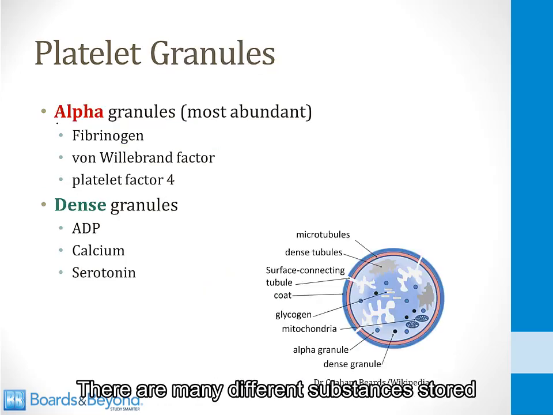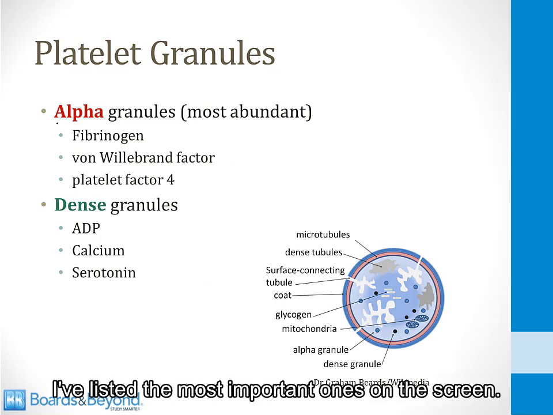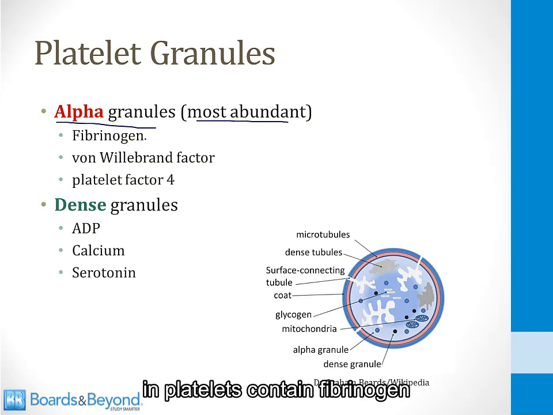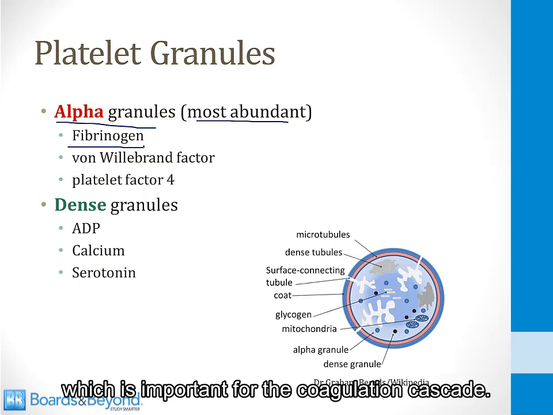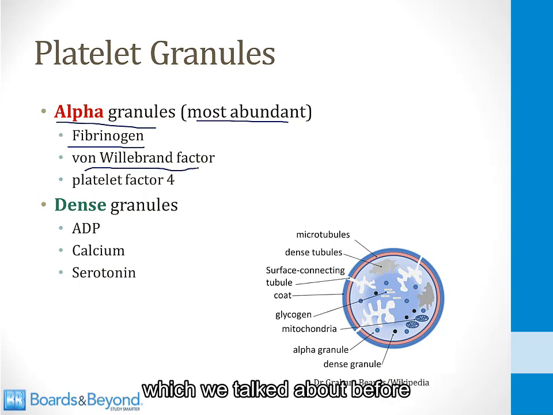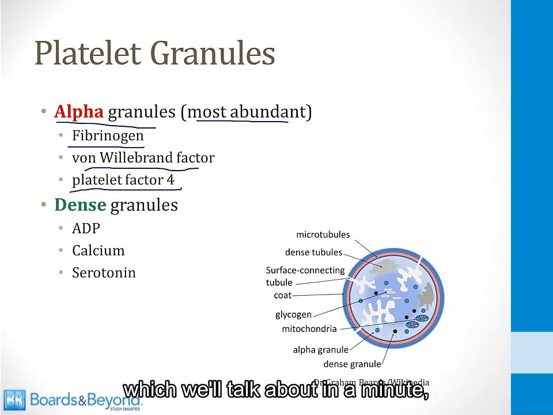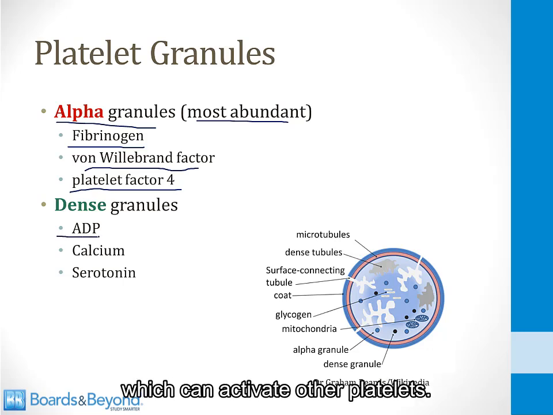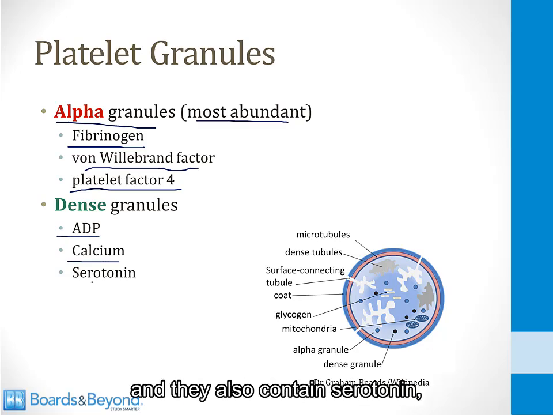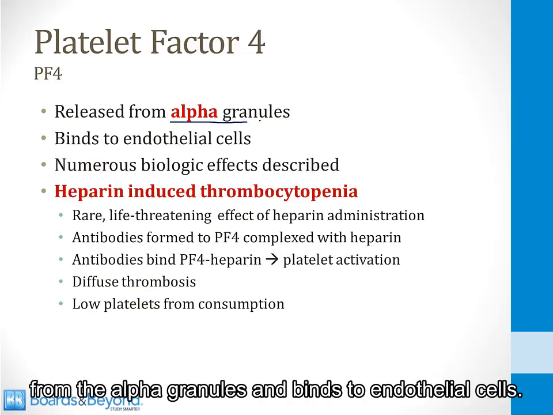There are many different substances stored in the alpha and dense granules. I've listed the most important ones on the screen. The alpha granules, which are the most abundant granules in platelets, contain fibrinogen, which is important for the coagulation cascade. They also contain von Willebrand factor, which we talked about before, and they also contain platelet factor 4, which we'll talk about in a minute. The dense granules contain ADP, which can activate other platelets. They also contain calcium, which is necessary for the coagulation cascade, and they also contain serotonin, which we'll talk about in a minute.